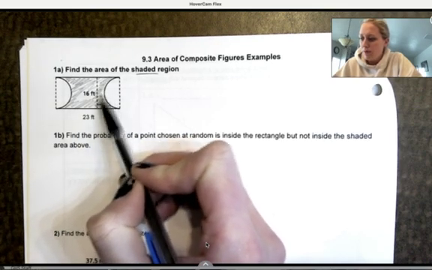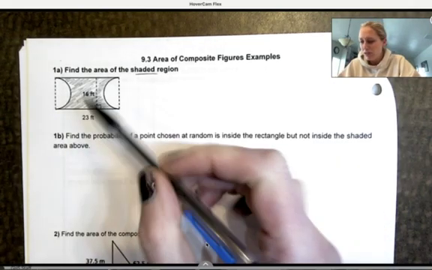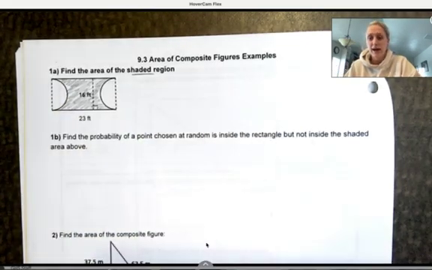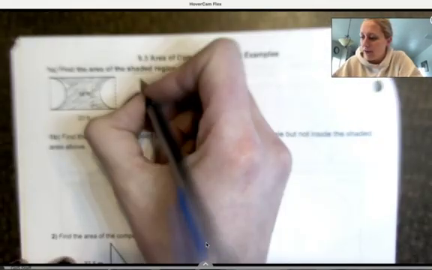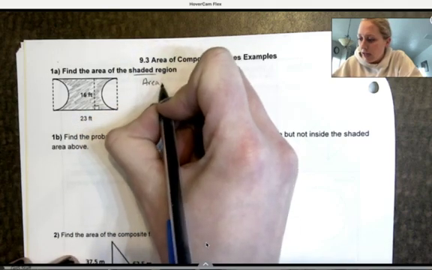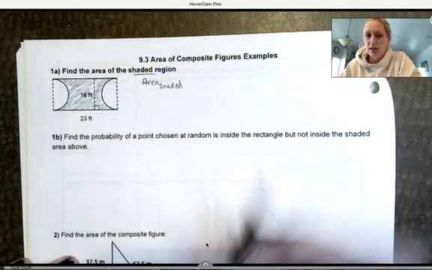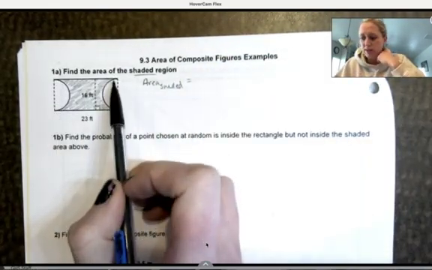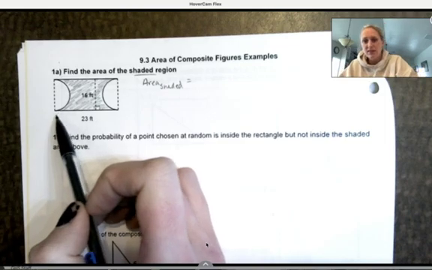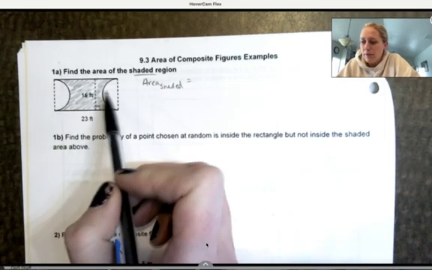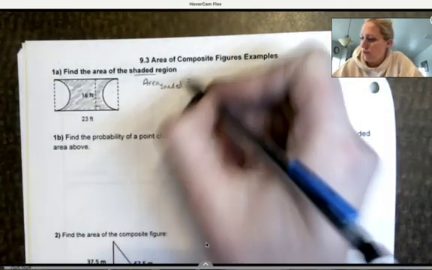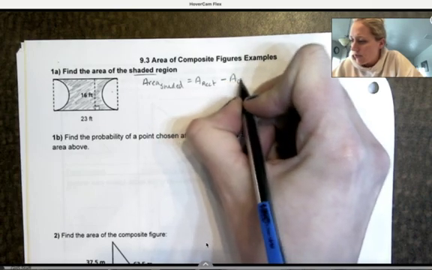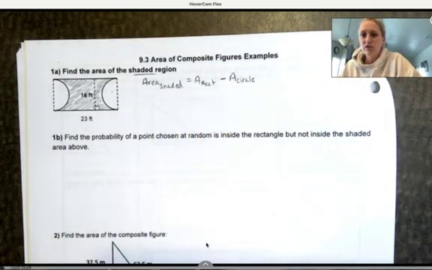Okay, so this shape is composite because it's kind of comprised of a rectangle with two semicircles taken out. So if I want to find the area of the shaded, I kind of like to use this subscript and make myself a game plan. If I do the area of the rectangle and then subtract off the two semicircles, that's going to give me the area that I want. Now, two semicircles added together is just one circle. So I'm going to do the area of the rectangle minus area of the circle. Okay, so I need to find these two areas.